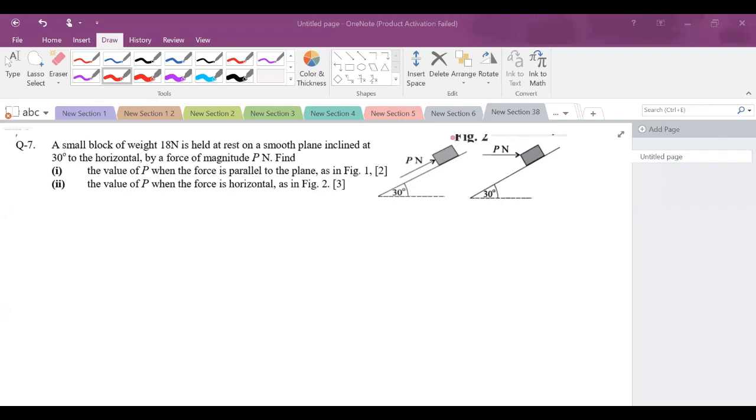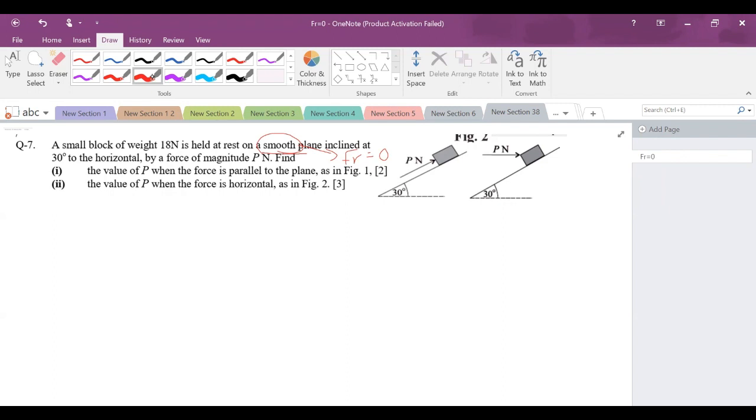Question number 7 of the worksheet on motions on inclined plane. A small block of weight 18 Newton is held at rest on a smooth plane inclined at 30 degrees to the horizontal. Smooth means that the friction is going to be 0. It is held by a force of P Newton. Find the value of P when the force is parallel to the plane. So let me redraw the figure.